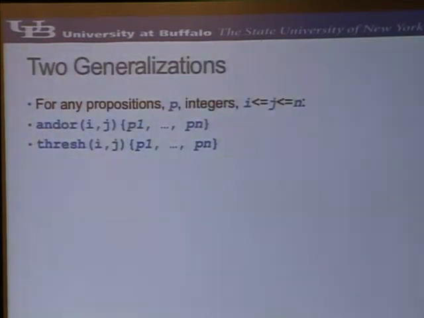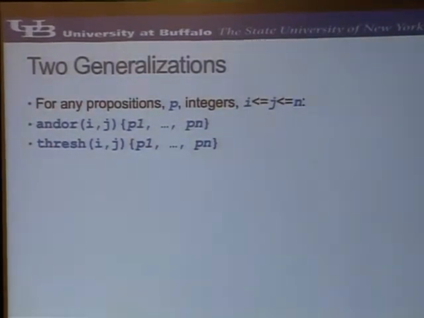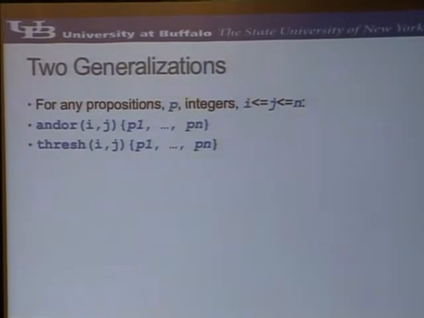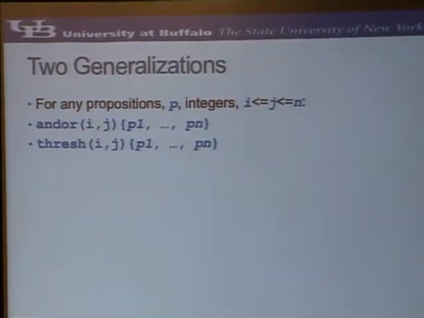Two generalizations of those are andor and thresh. So andor takes a set of arguments and it says at least i and at most j of them are true, for that interpretation of true. And thresh is the negation of andor, either fewer than i or more than j are correct. So there are instances of andor and thresh that aren't easily representable by any of the connectives that I showed you before.